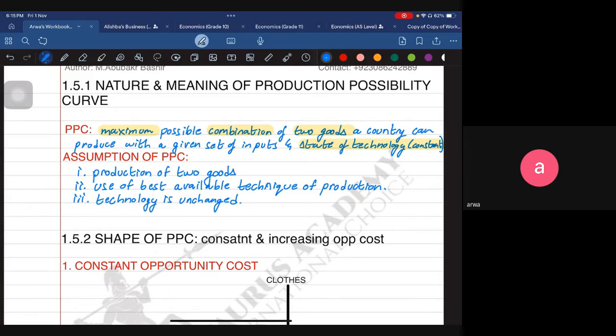Sir, I know one point: if a country was to produce more of one good because that's what the country needs more, there can be an opportunity cost of the other good. Yes, there's going to be an opportunity cost which can either stay constant or keep increasing. So we are going to discuss those as well in this topic. You have to just correct this, it was typed wrong.